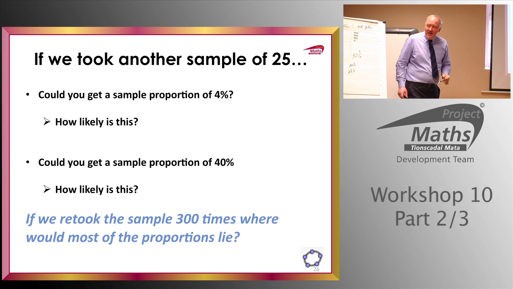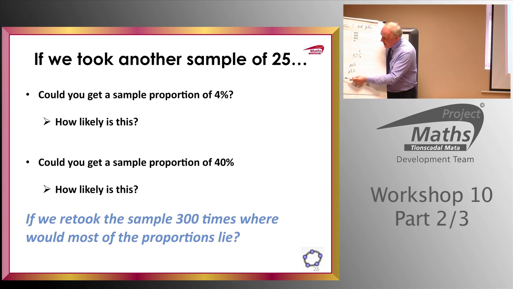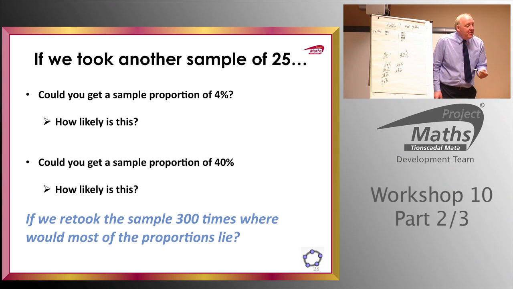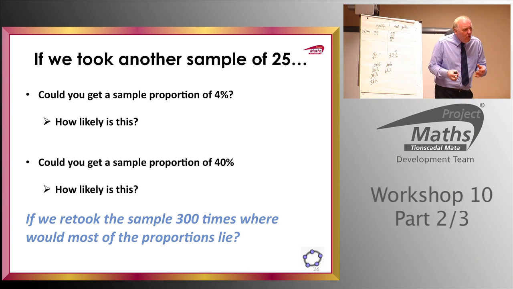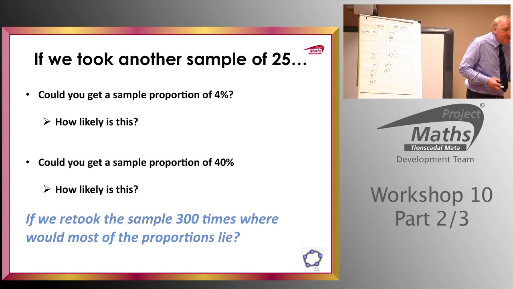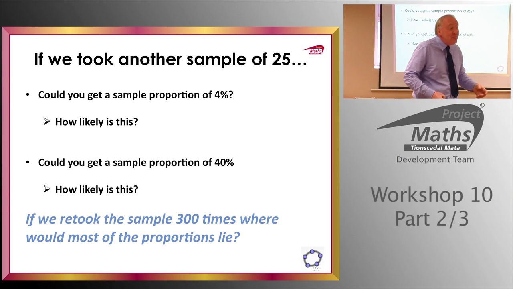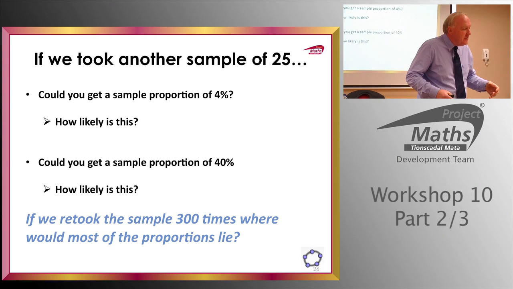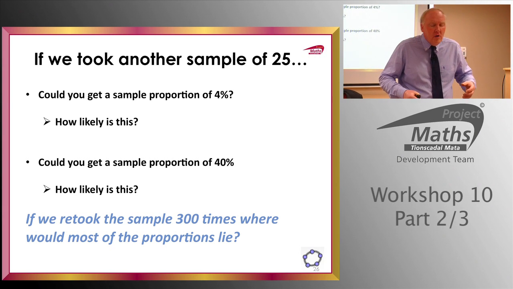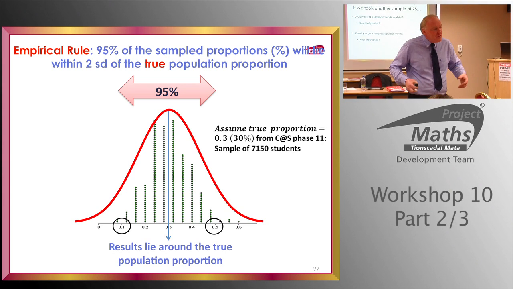Was it possible to get 40%? Well, it was, because we got it on a particular day, it's possible. How likely is this? That'd be more probable, wouldn't it? And more likely than 4, certainly, you think. Now, where would you think most of these fellas will lie? This is where we're going. So where will all the sample proportions, or most of them, lie?